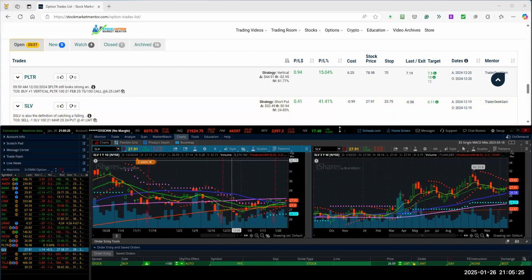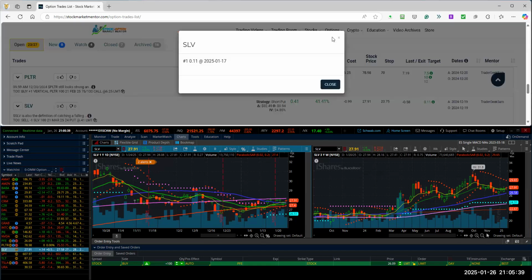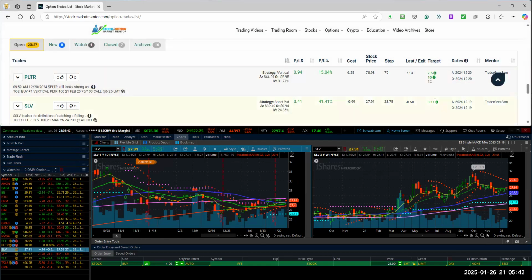SLV, we are down to 11 cents on this put. We have already rolled it once from February to March. So this is working out really nicely. Actually, yeah, we closed out on the first round 11 cents, and now we're up 41% on these. So we sold it for 99. It's now at 58 cents. So a lot of sideways movement on silver.